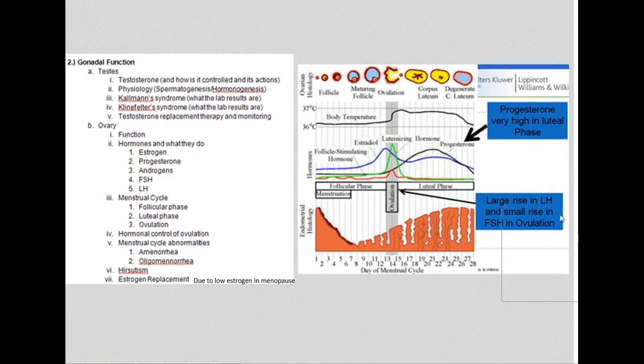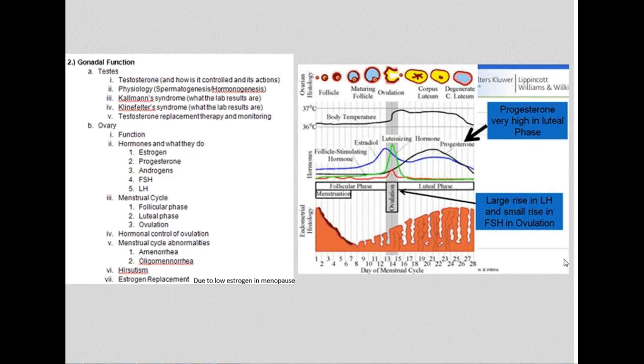All right, next section here is gonadal function. Not a lot of important things in here. I'll just hit on a few highlights of it. Know that testosterone comes from the testes. It's the most potent androgen in the body.